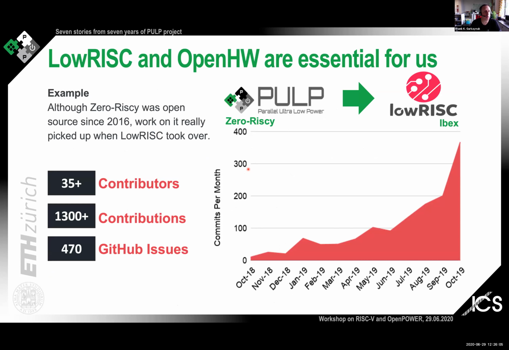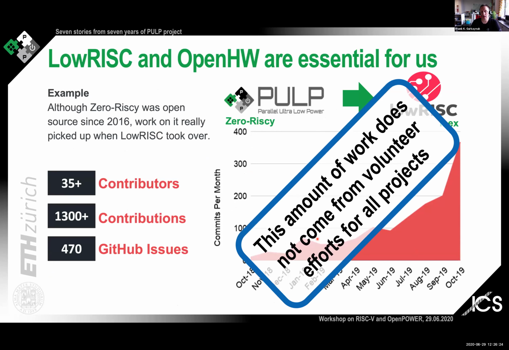So Zero-riscy was open source since 2016, but the work on it really picked up when lowRISC took it over. So this is a graph they used in a conference last year. In 1 year, you can see how much the contributions and the commits are increasing once they take it over. So without their support, the open source hardware IPs that you want to use will not become what they need to become.